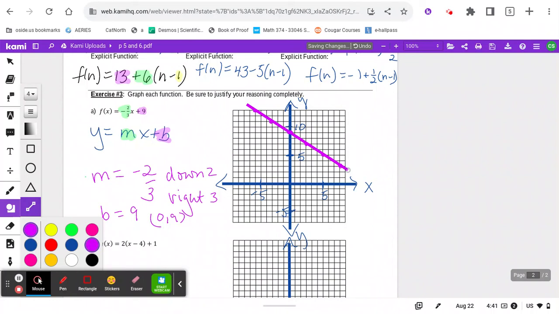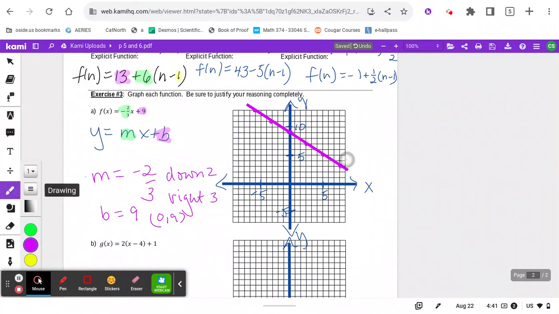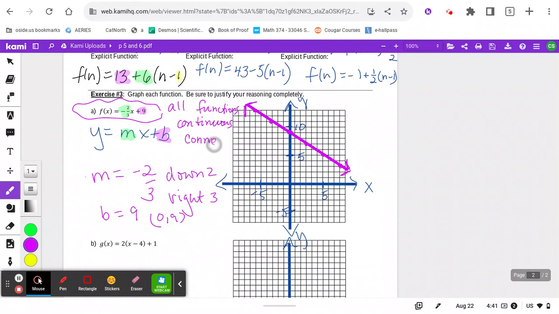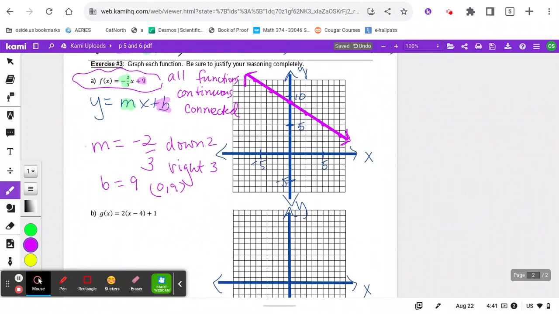This is going to be a common question in this first week of when do I connect and when do I not connect? And we connect on all functions given in just this little format. All functions are continuous when there's no context otherwise, and that means that the graph is connected. So for these two graphs, you are going to connect the line.